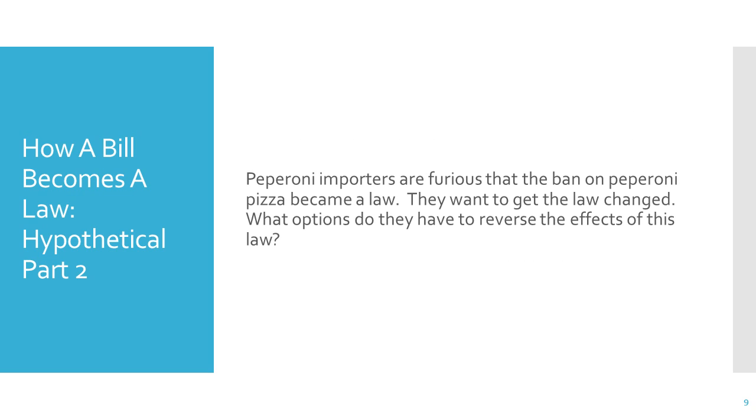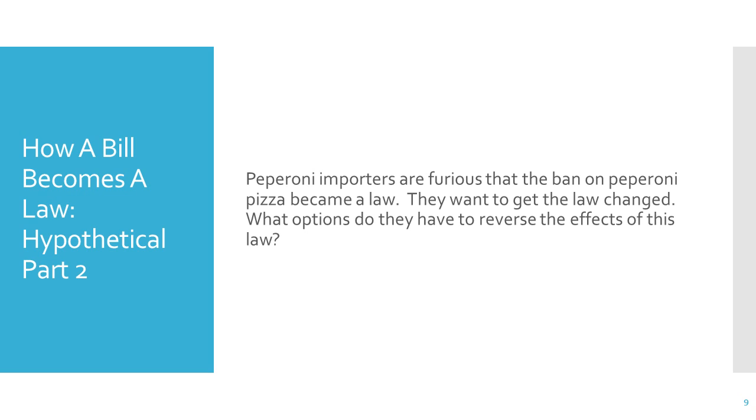But come on, guys, we all know that pepperoni pizza is wonderful. So that wouldn't really work, because pepperoni importers would be furious that the ban on pepperoni pizza became law. They'd want to get the law changed. How could they do that? Well, there's a bunch of ways they could do it. Here's some of them. Number one, the legislative route. Basically, the pepperoni importers could convince Congress to pass another bill repealing the pepperoni pizza law. The president would then have to sign that bill into law in exactly the way we just sort of described.